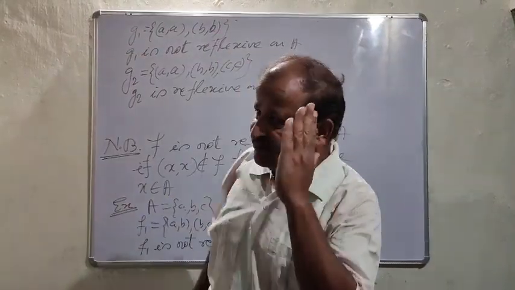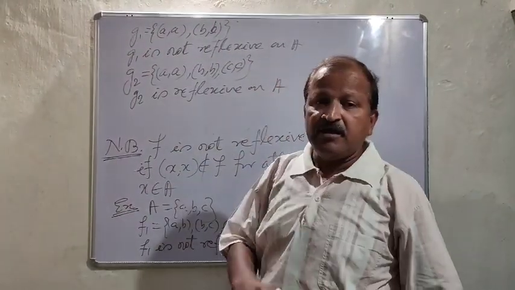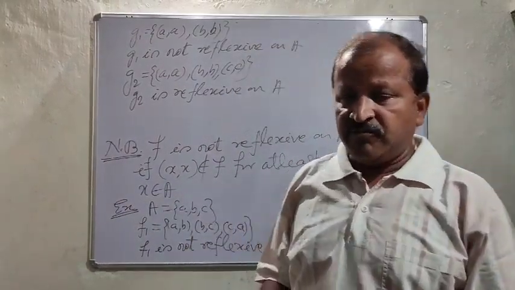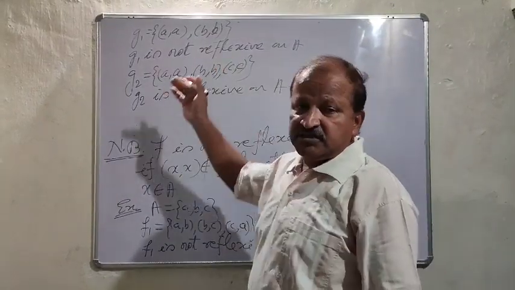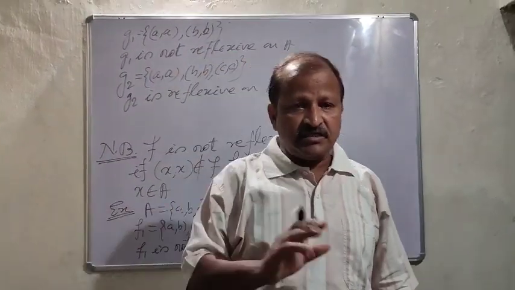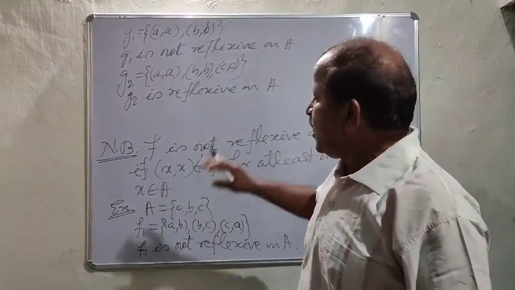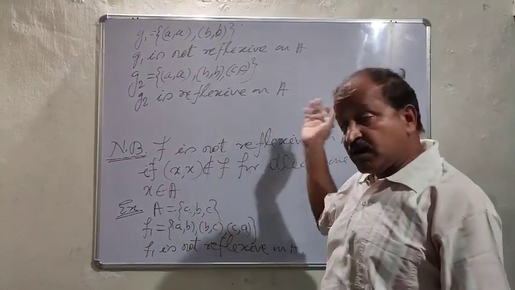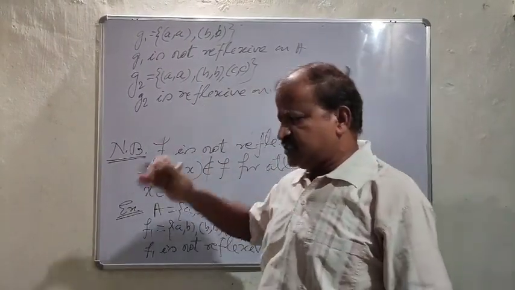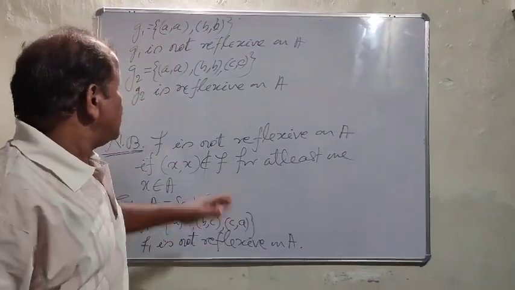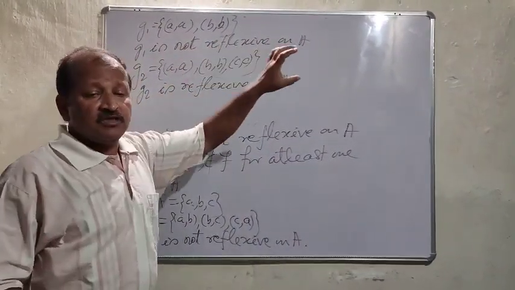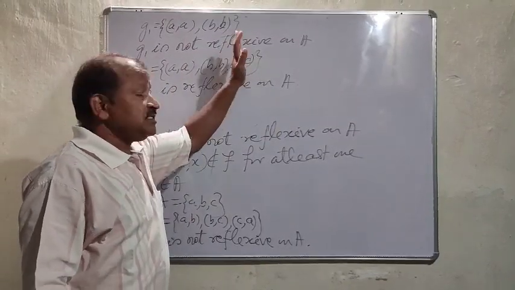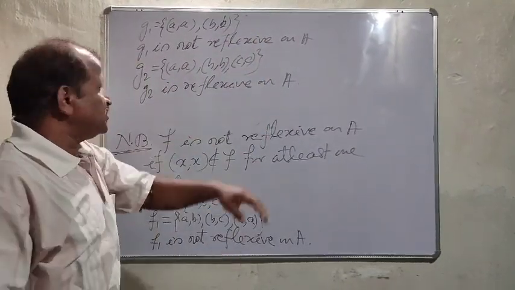Students, mathematics is very simple, very simple. Why? Because you cannot decide yourself. You will decide according to definitions, according to hypothesis. So that is why it is very simple. Our definition says that if x is related to x for all x belongs to A, then blindly you can say that it is reflexive on A. Here all the elements are related to themselves. A is related to A, B is related to B, C is also related to C. So it is reflexive on A.